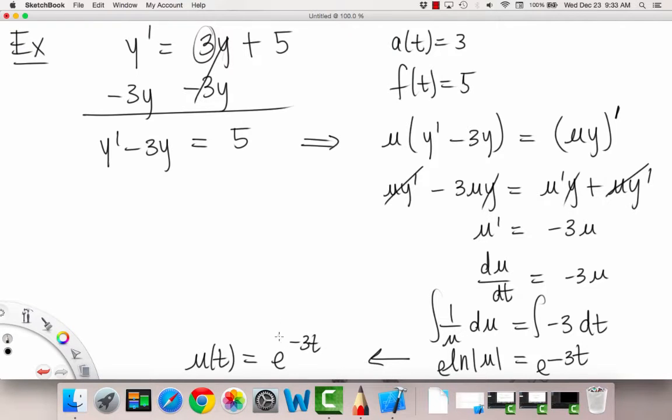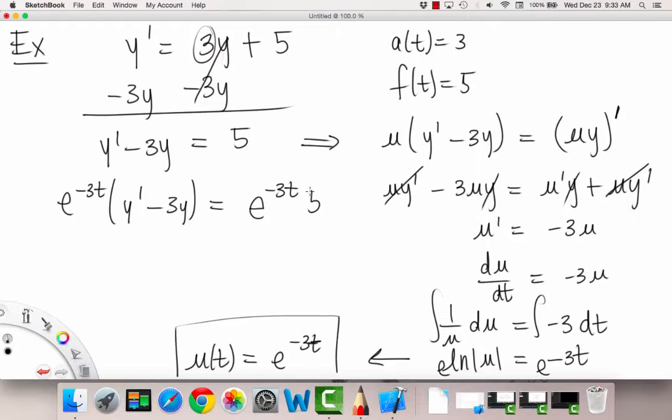Now that we have that, what do we do with it? We found our integrating factor, and remember the point of it was to multiply by it on both sides, specifically so that we can get the left side in a more easily integrable form. So we're going to multiply by this on both sides, so we have e to the negative 3t times y prime minus 3y is equal to e to the negative 3t times 5. We can't forget the right side, because whatever you do to the left, you have to do the right, the whole golden rule thing.